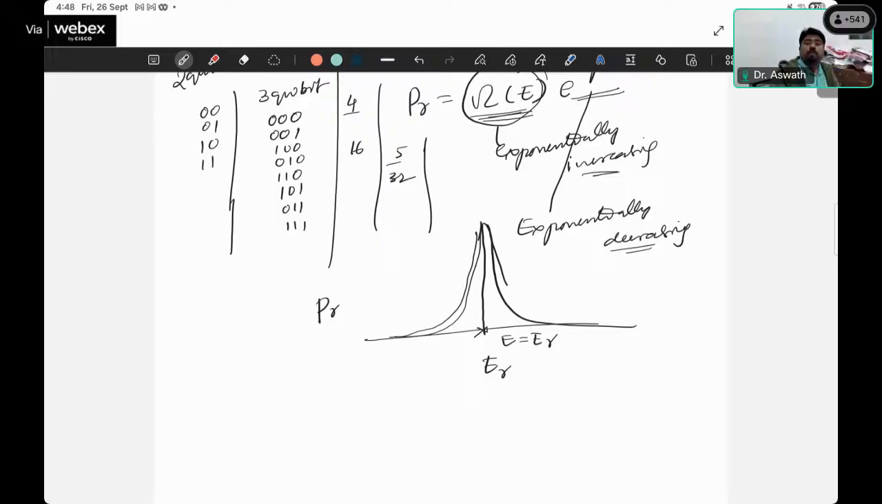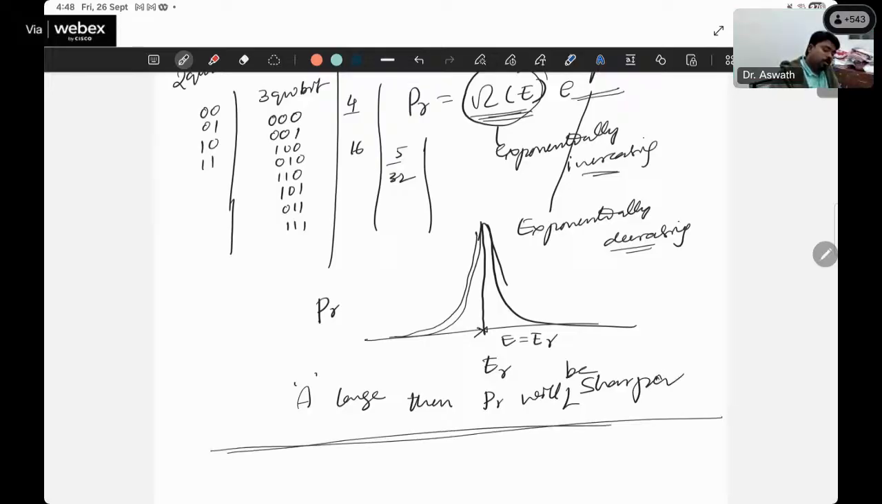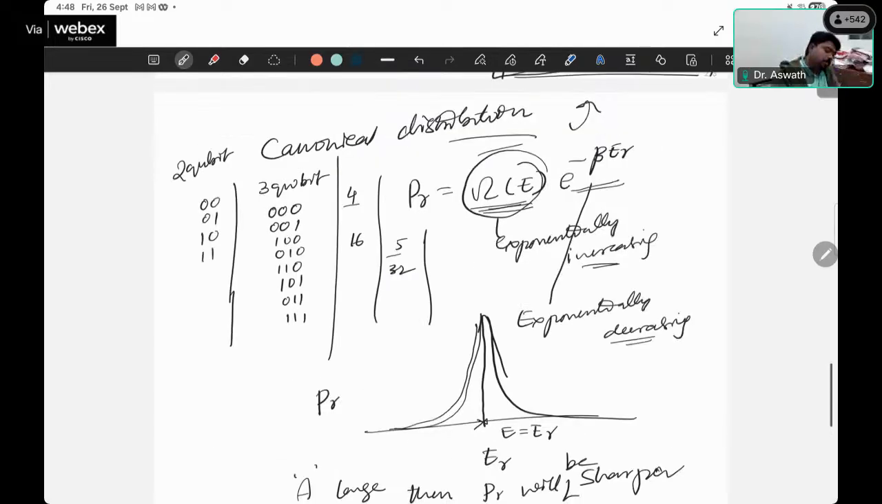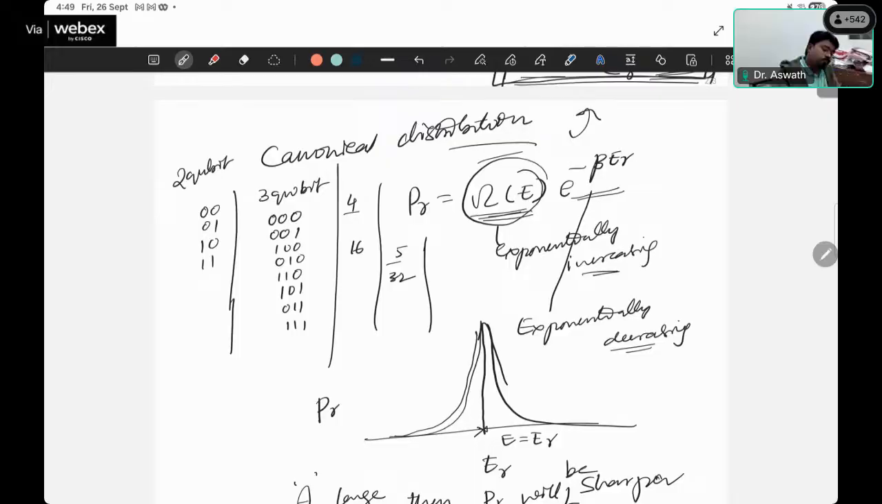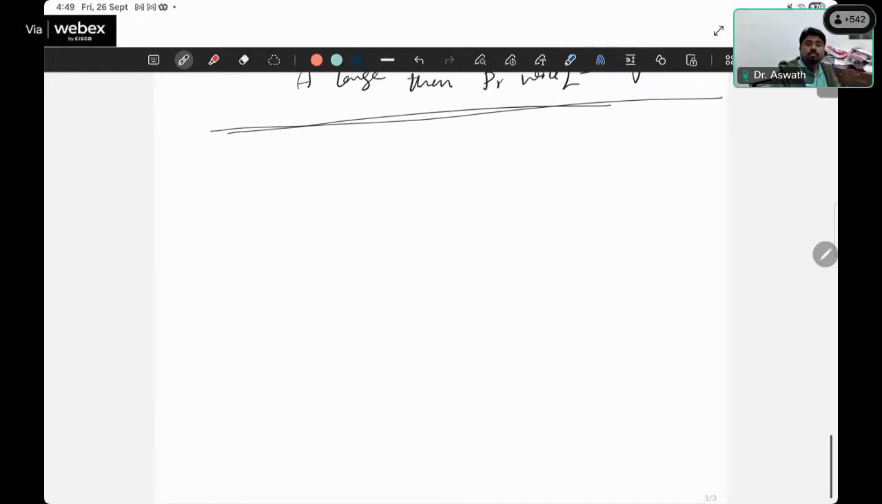Now, if the number of states is large, we'll have a peak of certain height. Okay, right? So larger the A, sharper is the peak. So if the A is large, then PR will be sharp. So that is what this canonical ensemble distribution of system will be understood in that way.